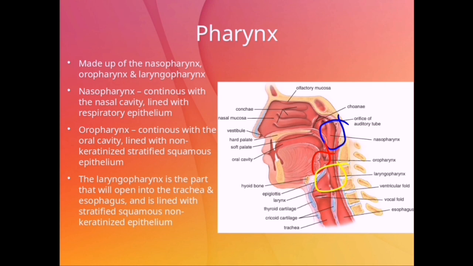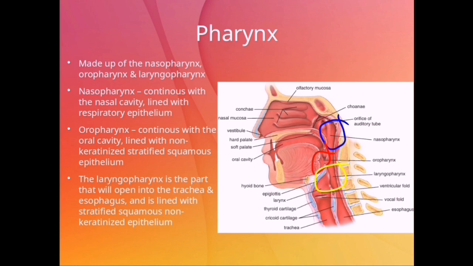So the epithelium which lines the nasopharynx is simply respiratory epithelium, and within the mucosa of the nasopharynx we find the orifices of the two auditory tubes or the two eustachian tubes, such that these tubes will be lined by the same epithelium which lines the nasopharynx. So the eustachian tubes are lined by a respiratory epithelium.